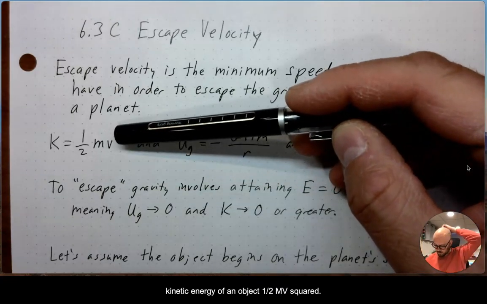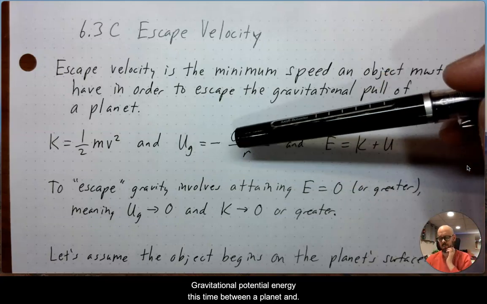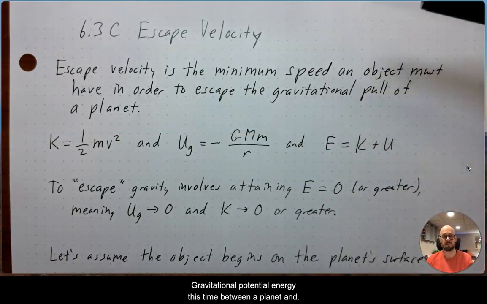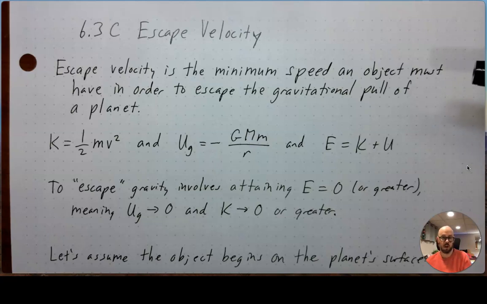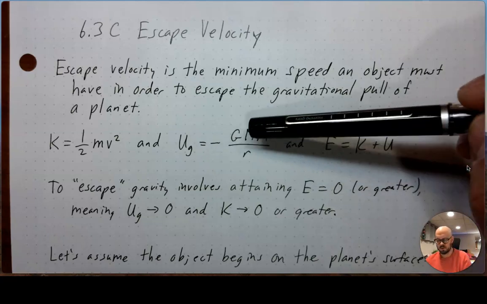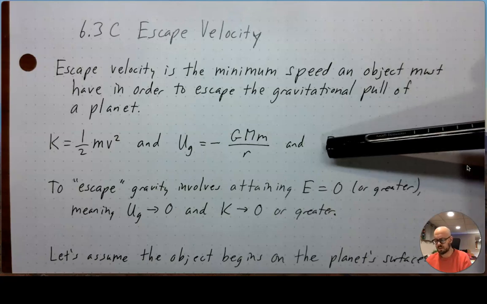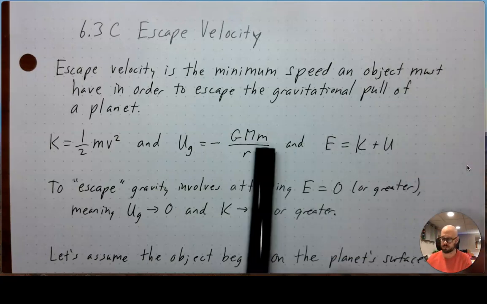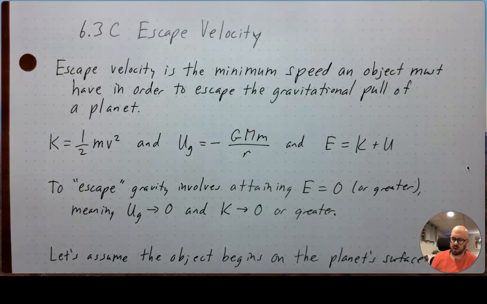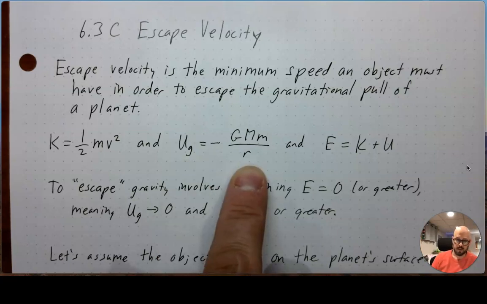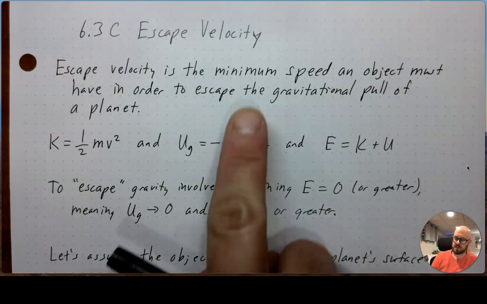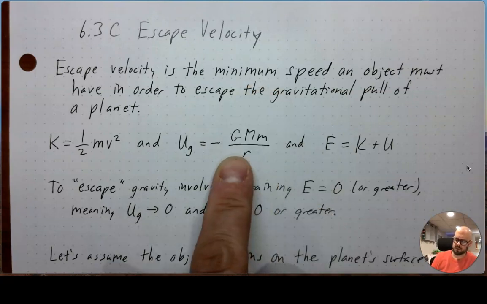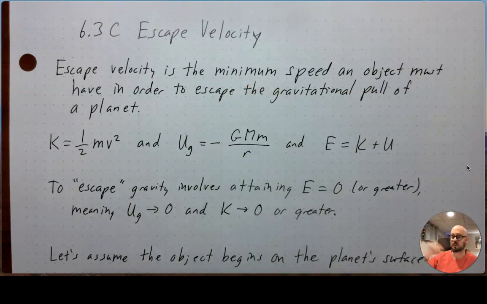Kinetic energy of an object is 1/2 mv squared. Gravitational potential energy, this time between a planet and a rocket, let's say, is negative G big M little m over r. And then mechanical energy is always kinetic plus potential. And so our theory here is that in order to escape gravity, you have to have obtained the maximum amount of gravitational potential energy, which is 0. And if we are looking for the minimum speed necessary, then we are also going to need to have used up all of our kinetic energy.